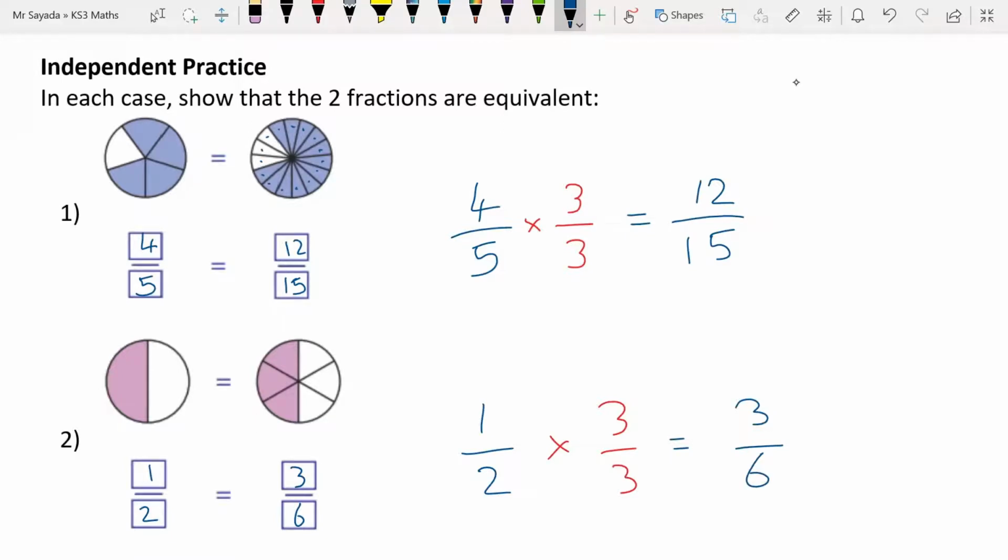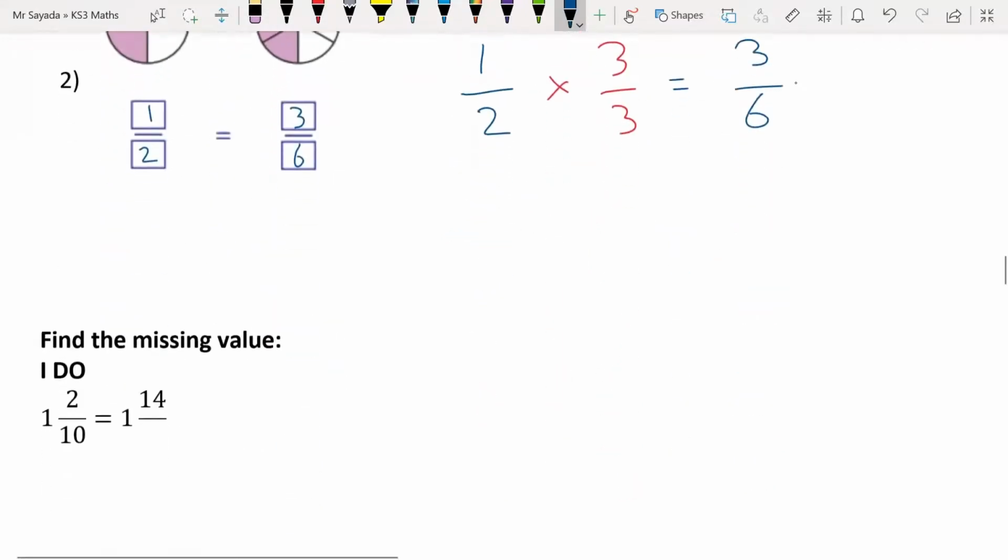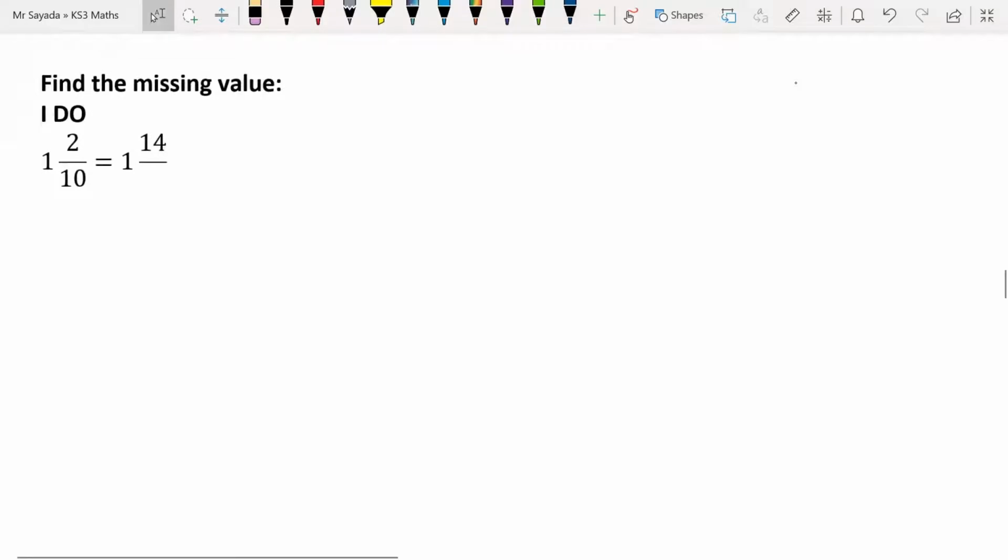Pause the video to mark and correct your work. Press play once you're ready. You should have now marked and corrected your work. We're now going to try and find the missing value. This is the same as normal equivalent fractions, except these are not proper fractions. What is 1 2/10? What's that called? Say your answer to the video. It's called a mixed number.